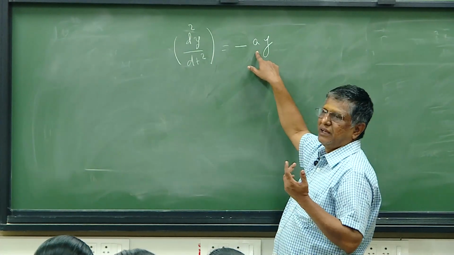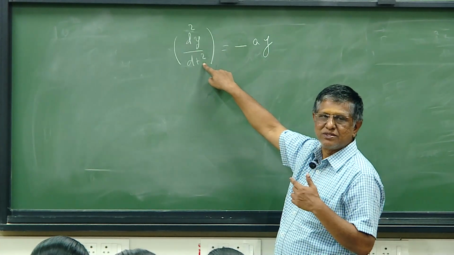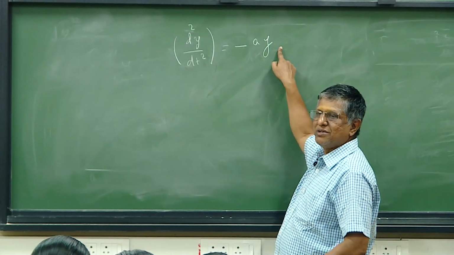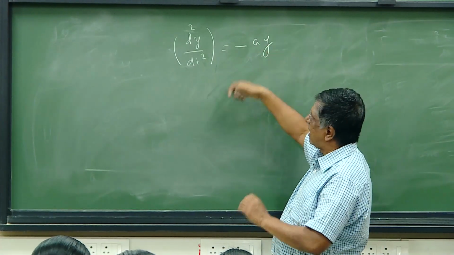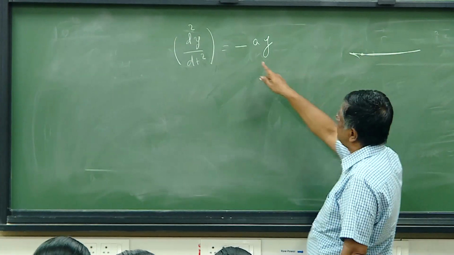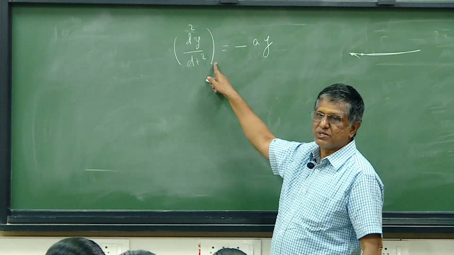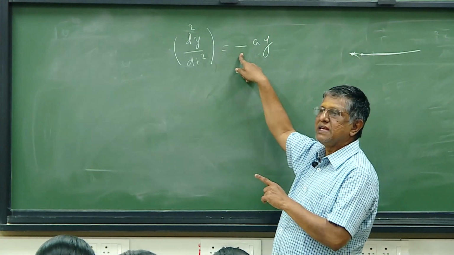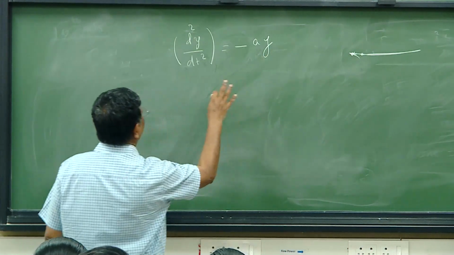She said that d²y/dt², what is this quantity? Acceleration is directly proportional to y. So I have a point here and it goes like this and comes back. Therefore, your acceleration is directly proportional to the displacement, but it is a restoring force, you said. Therefore, it has to come back to this particular point. Therefore, it is minus a into y. Right? This is a very simple equation.